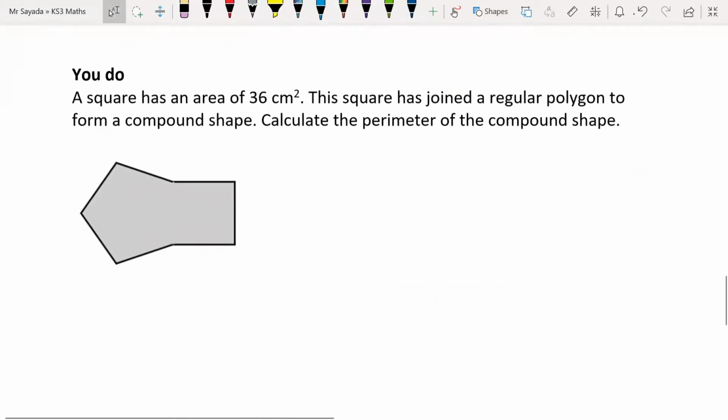Pause the video and try this example completely by yourself. Press play once you've done it. You should have now done this example completely by yourself. Please mark as I go through it.